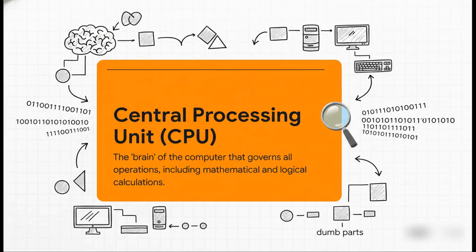And right in the middle of it all, you've got the CPU. This thing is the brain of the whole operation. Seriously. Just like our brain, it's in charge of everything. It's where all the math happens, all the logical decisions get made. It's what takes those streams of zeros and ones and actually turns them into things happening on your screen. Without a CPU, a computer is just a box of parts.